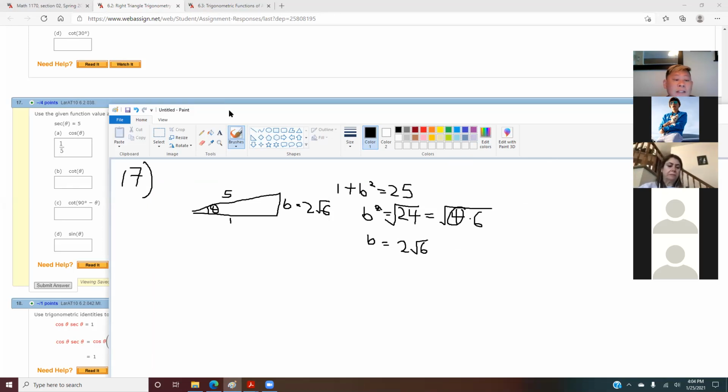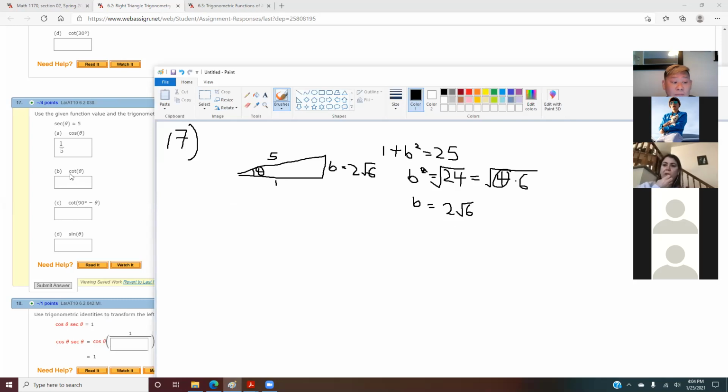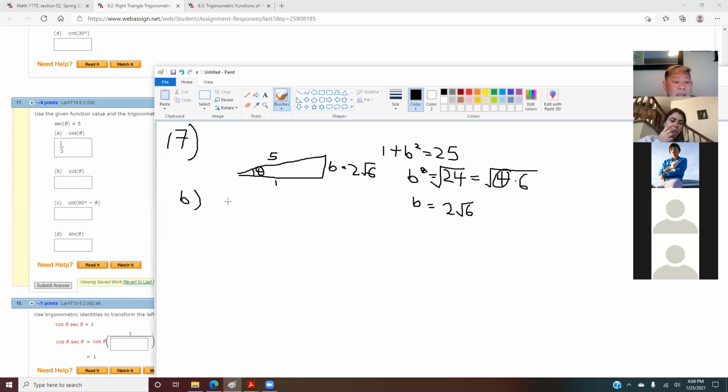So you can use this triangle to find B, C, and D in this case. B is cotangent theta. Cotangent theta is the reciprocal of tangent. If you remember, tangent theta is what? Opposite over adjacent, so TOA. So cotangent is adjacent over opposite. Adjacent in this case is 1, and opposite is 2 root 6, so it's 1 over 2 root 6.